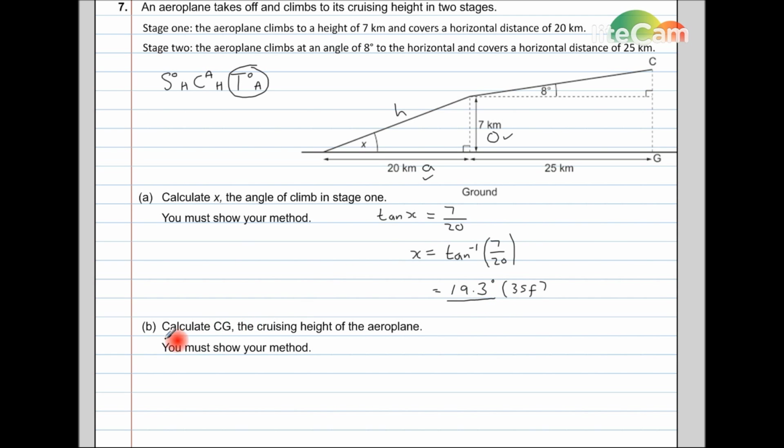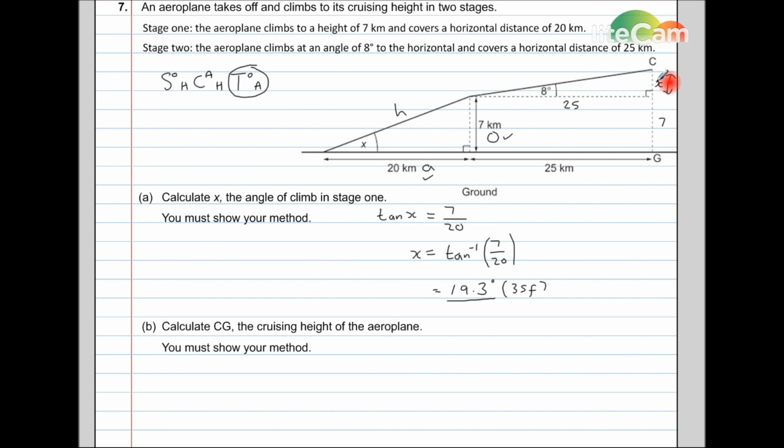Okay, part B says calculate CG, the cruising height of the aeroplane. So we're trying to find this distance from here to here. You must show your method. Well, we've got another right angle triangle here, okay, and we know this length here is 25 from the bottom, and this part here, if we call it x, I'm just talking between here and here, so I'll just put an arrow on there. If I call that x, if I can find that, I already know this bit here is 7, so I can just add 7 to that and I will get the total cruising height.